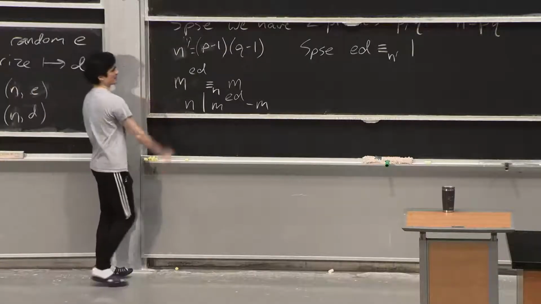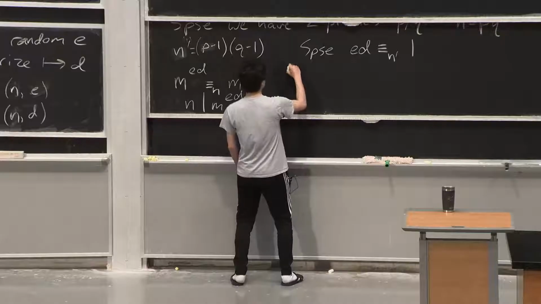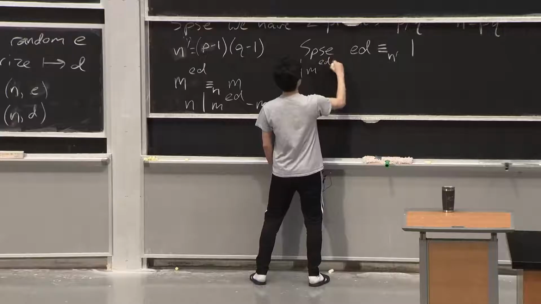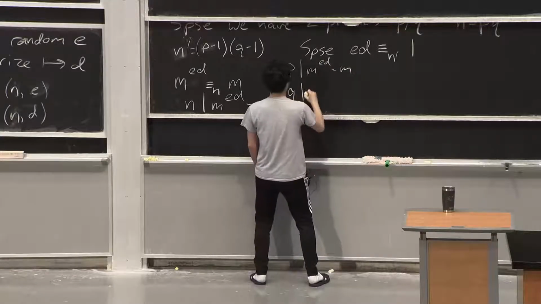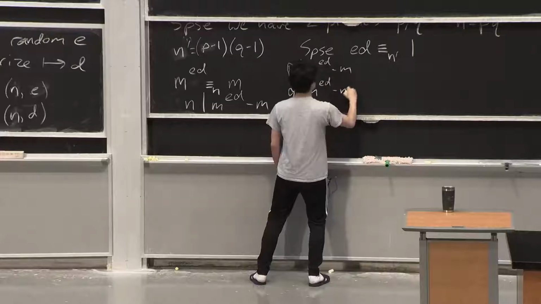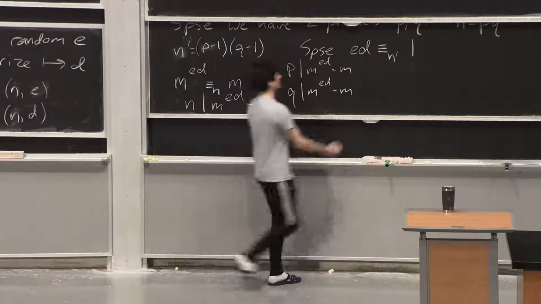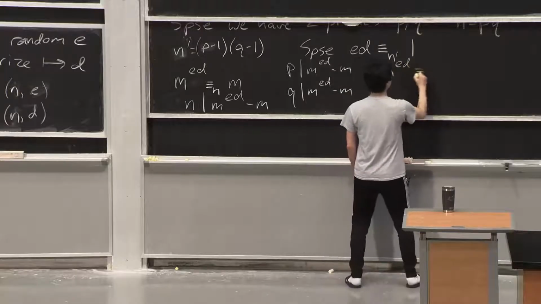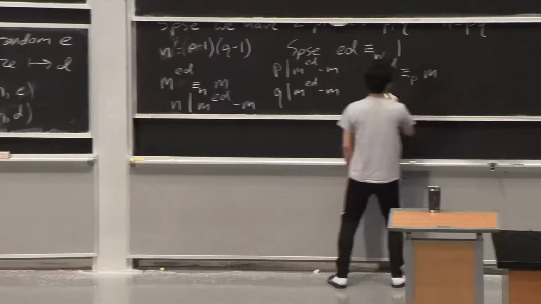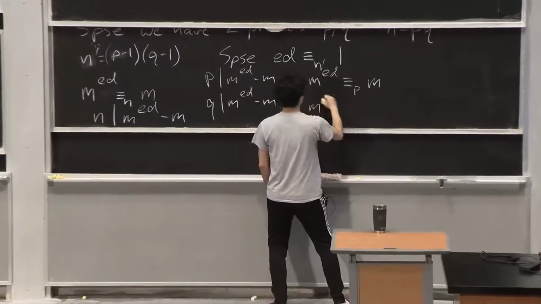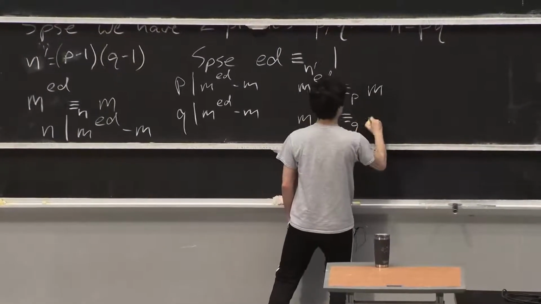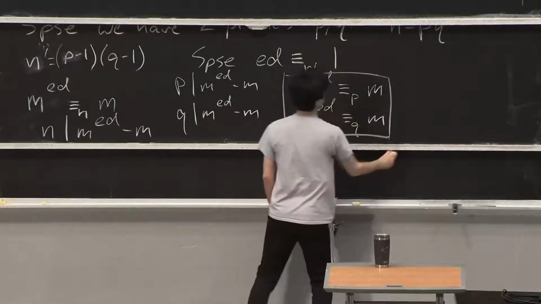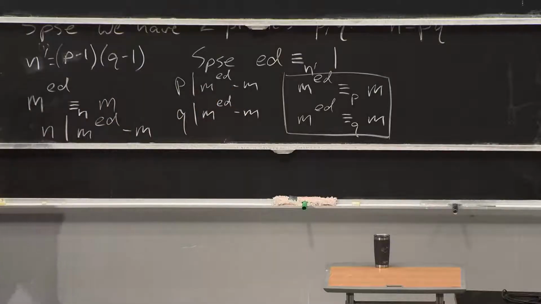Now at this point, we can break apart this n. So all we really need to do is prove that p and q separately divide m to the ed minus m, or equivalently, that m to the ed is congruent mod p and q separately to m. Okay? So if we prove these two things, then we're done.